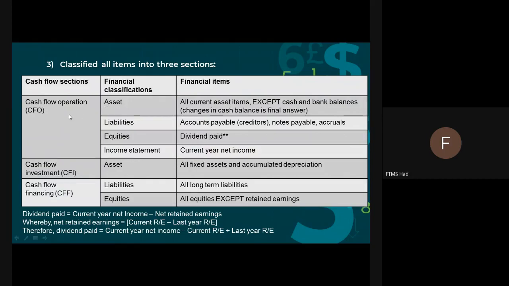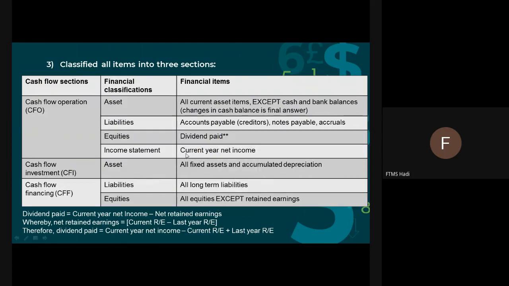The assets that you need to put into cash flow from operations are all current asset items except cash and bank balances. Cash and bank balances you cannot put yet, because you will put them as the final answer. That is the first one. The second one is liabilities, which is only current liabilities: accounts payable, creditors, notes payable, and accruals, all current liabilities. For equities, only dividend paid, because dividend paid you need to calculate. Later on, I will show you.